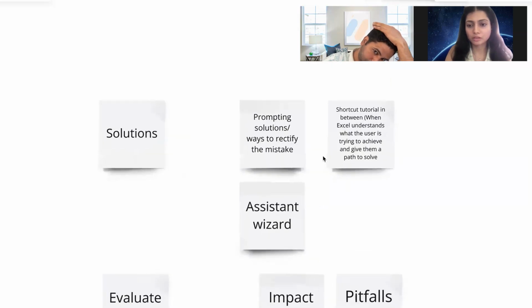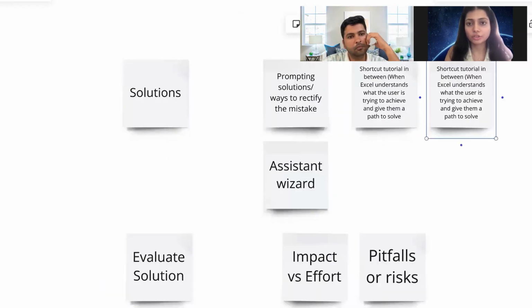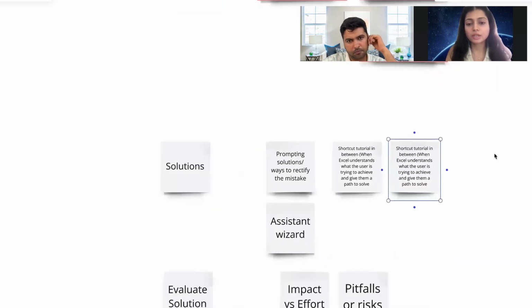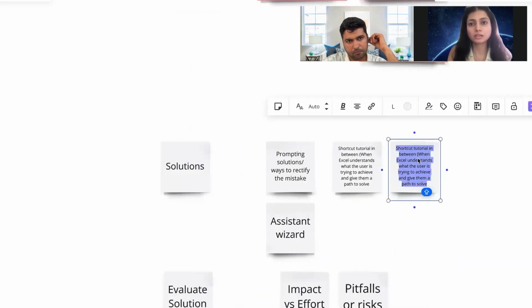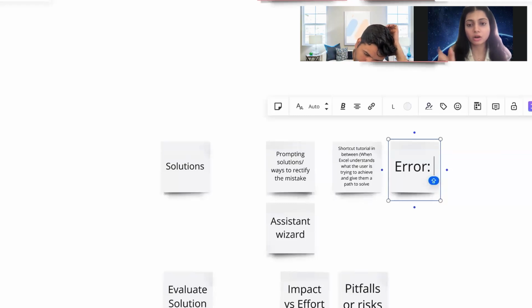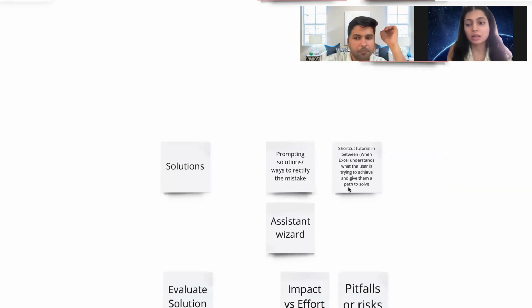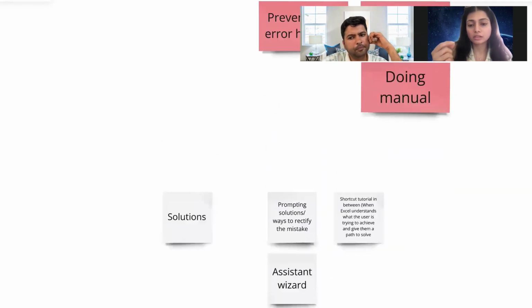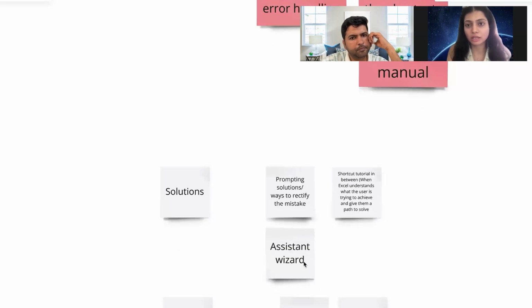Okay, first, let me share the solutions I'm thinking about for prevention of error handling. Over here, I'm thinking of an assistant wizard, or an assistant who will come to my help. Let's say if I commit an operation mistake on Excel, and I'm not sure what exactly the mistake is, then I'm thinking of an assistant wizard. When I click on that particular tool or feature of Excel, then I would understand what exactly is the mistake that I've created and how I can rectify it.